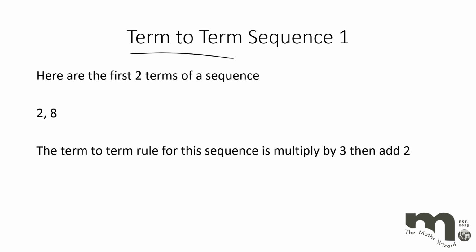So if we look at this example here, we've got the first two terms, 2 and 8. And it says the term-to-term rule for this sequence is to multiply by 3, then add 2. So pause your video, see if you can have a go at this yourself, then we'll take a look at the answer.